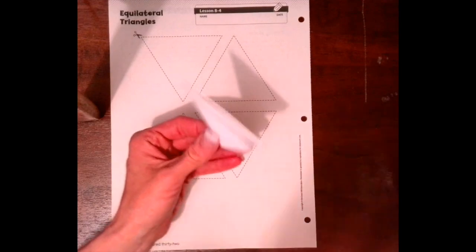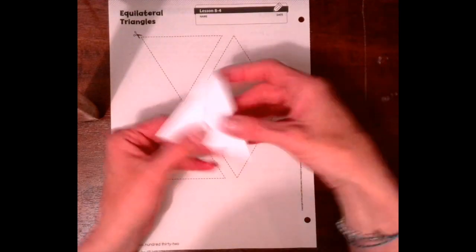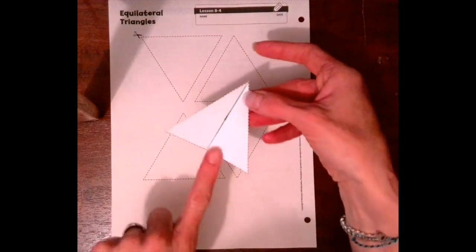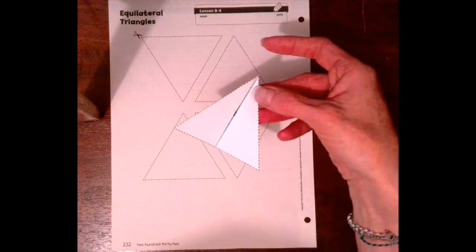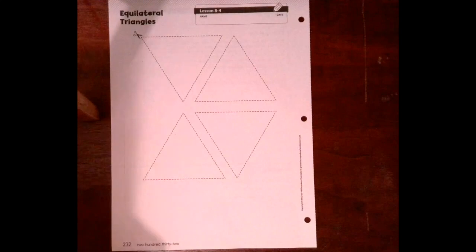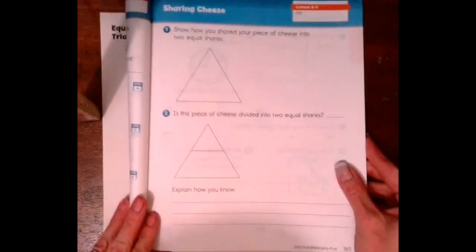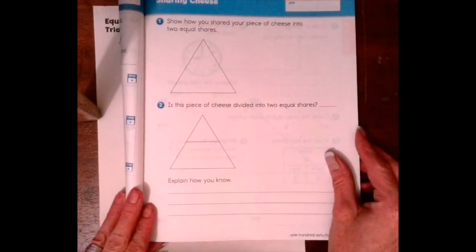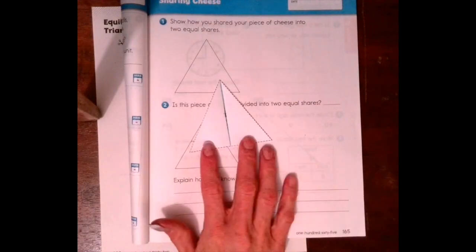All right, now let's use our mathematical model, which is this right here, and let's answer the questions on page 165. So in your math journal, I want you to go to page 165, and I'll do it with you today because you don't necessarily have the manipulatives to work with. All right, so the first question says, show how you shared your piece of cheese into 2 equal shares. So how can you take this piece of cheese and show 2 equal shares?